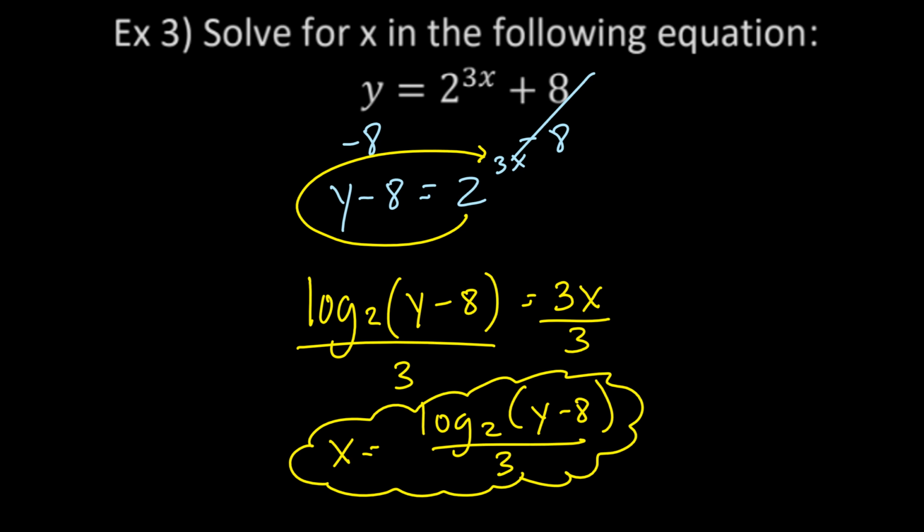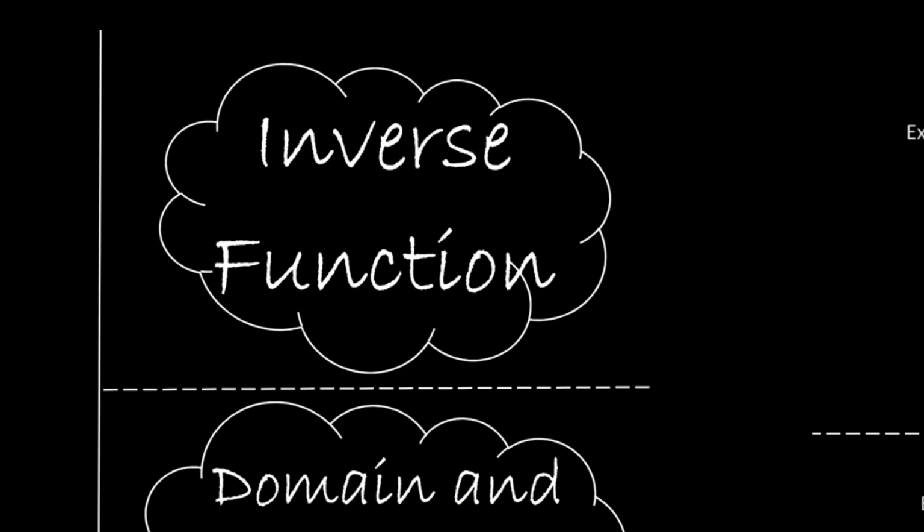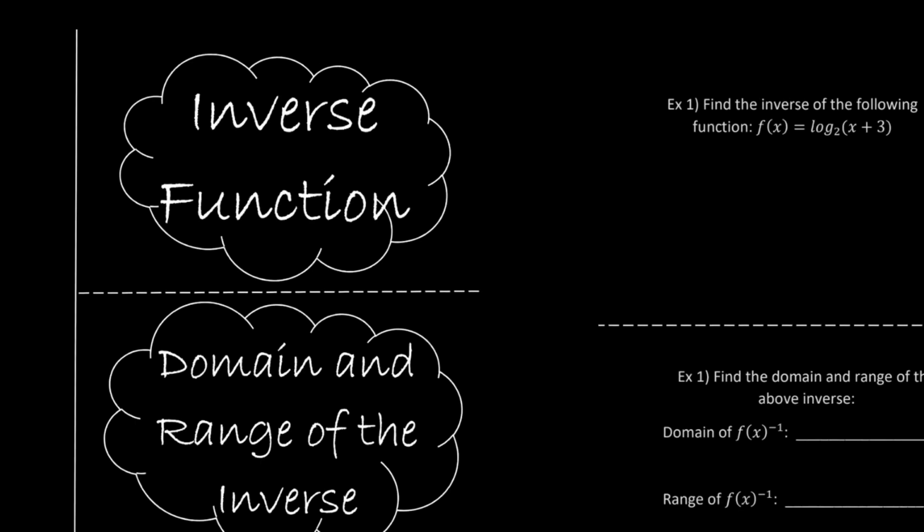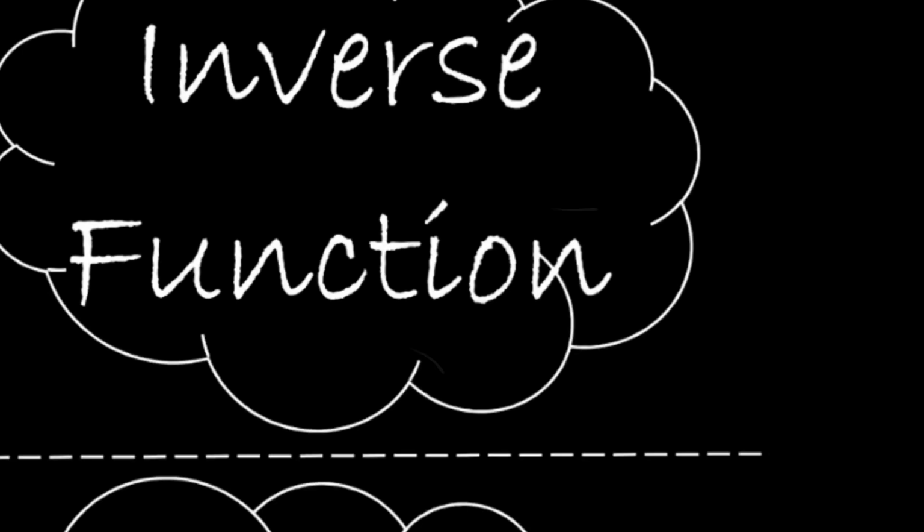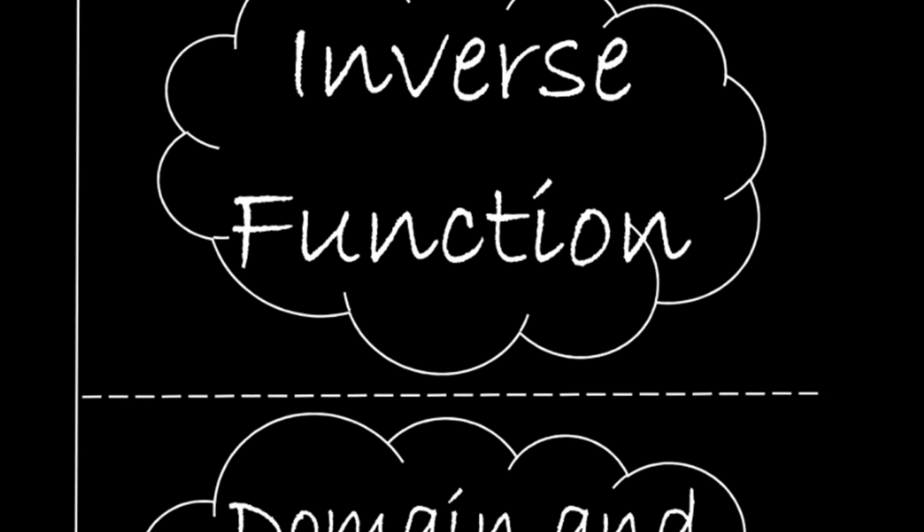Any questions so far? All right. Now take out your inverse function and domain and range of the inverse foldable. How do we find the inverse of something? Yeah, switch x and y. That's how we find the inverse.